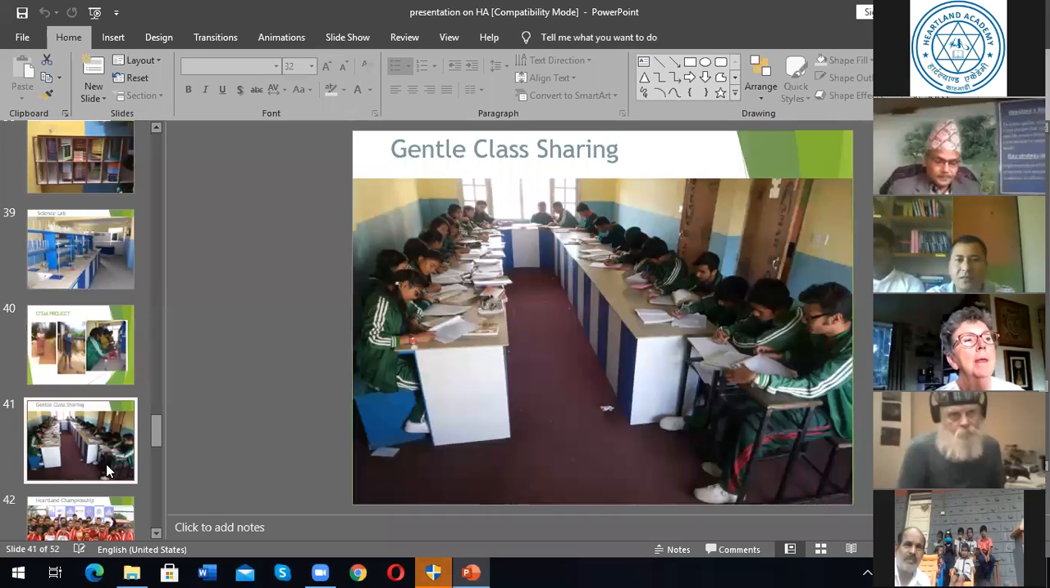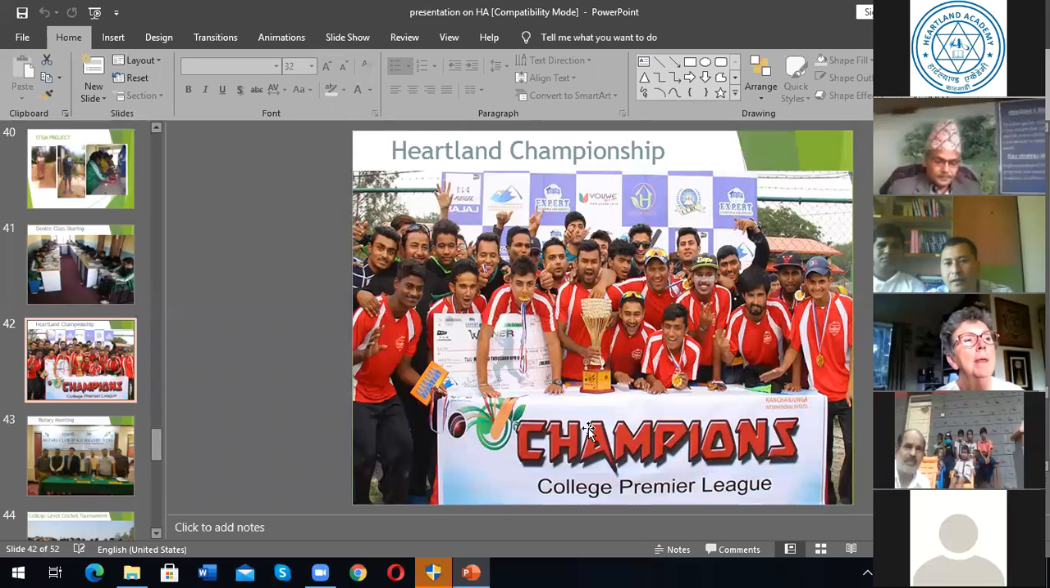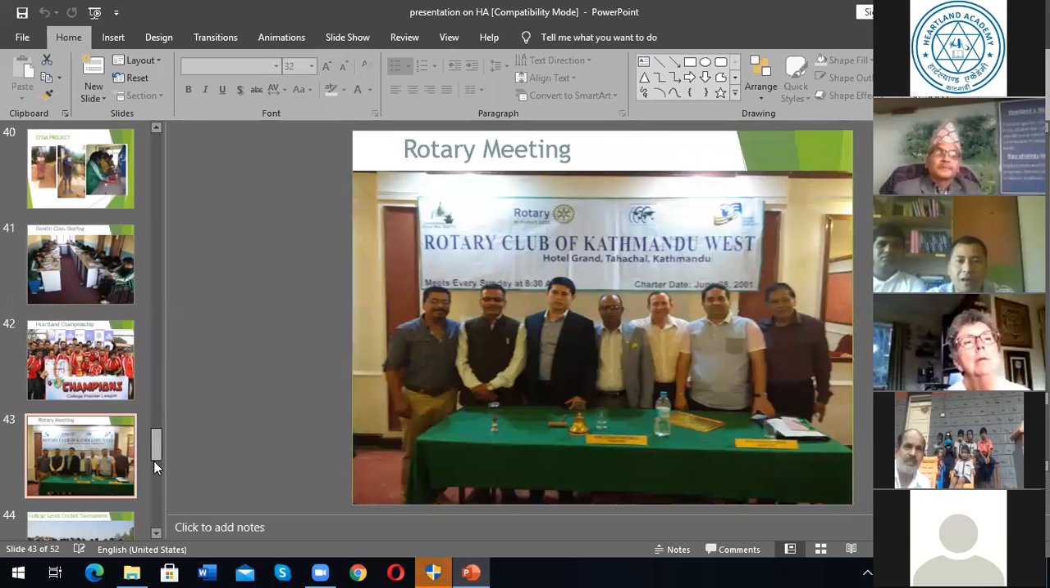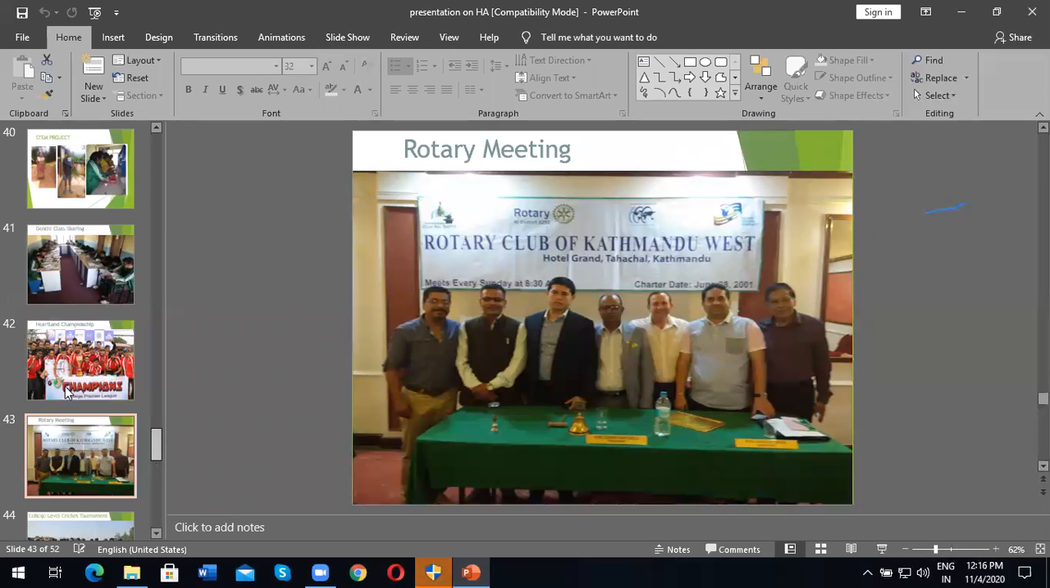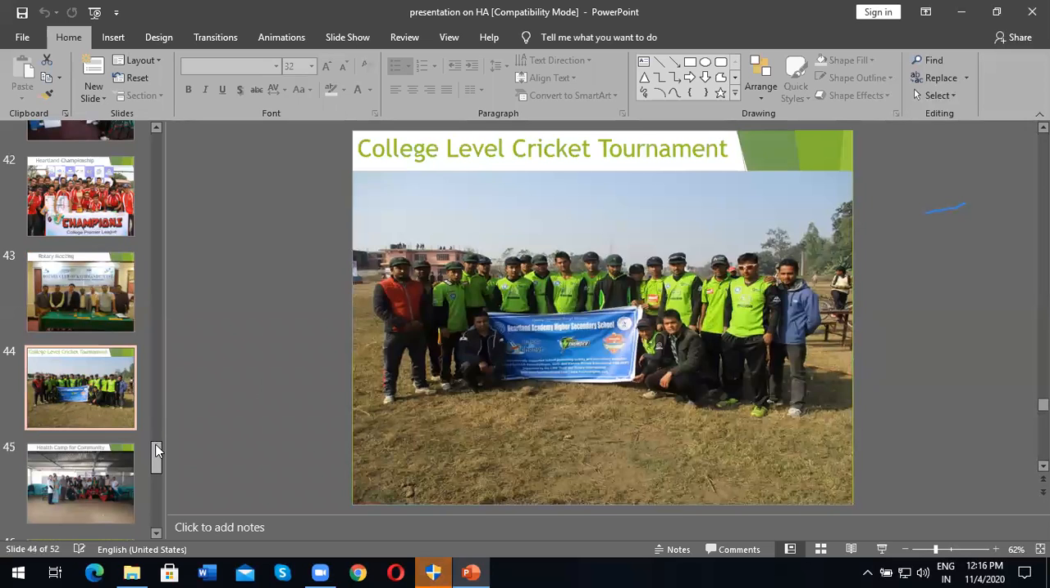This is one picture of the class sharing. Our students are in the class sharing process. They are having discussion. This is the picture where our college level students got first position in national level cricket. This is a picture of a Rotary meeting. This is also the picture of the college level cricket tournament, and our students got a good position.